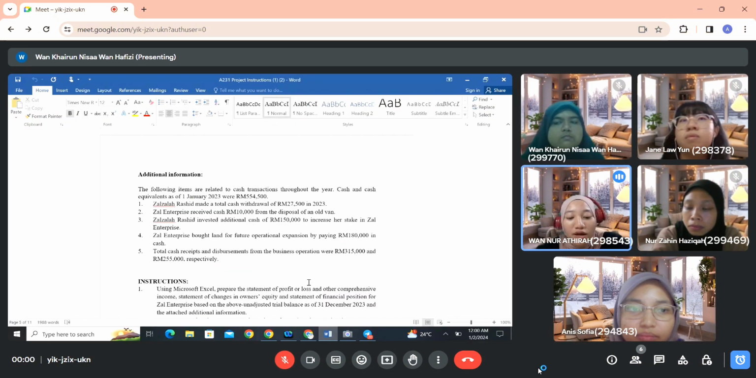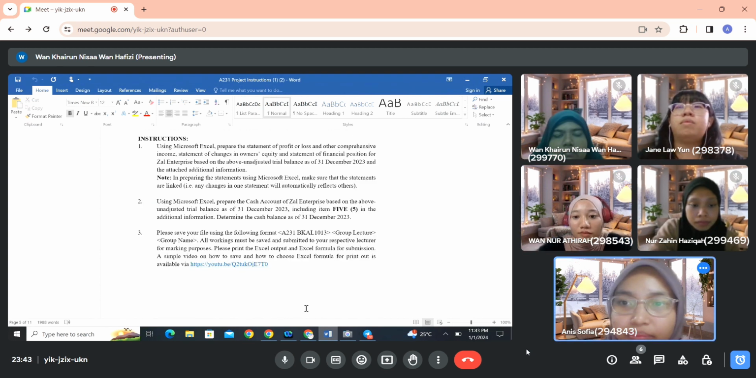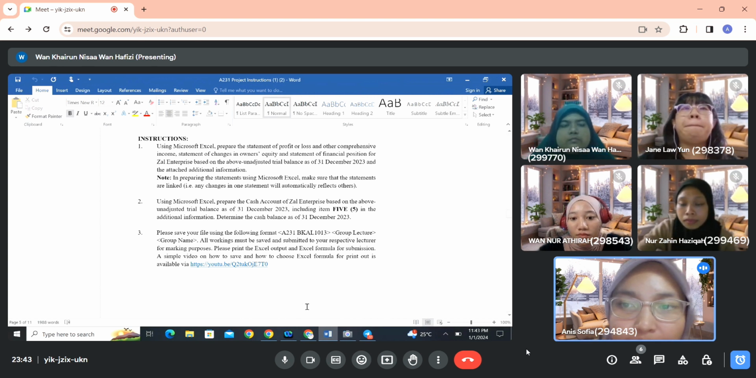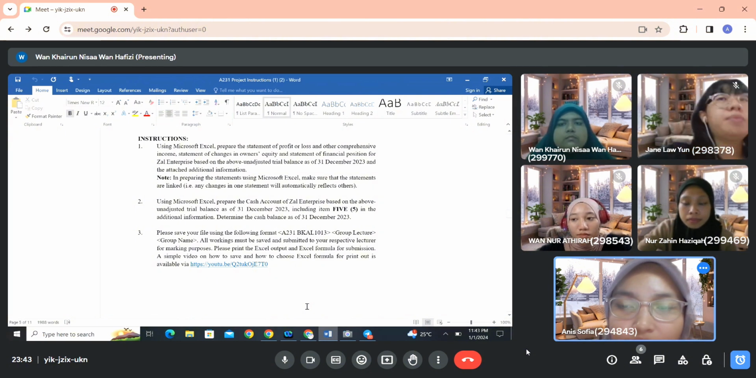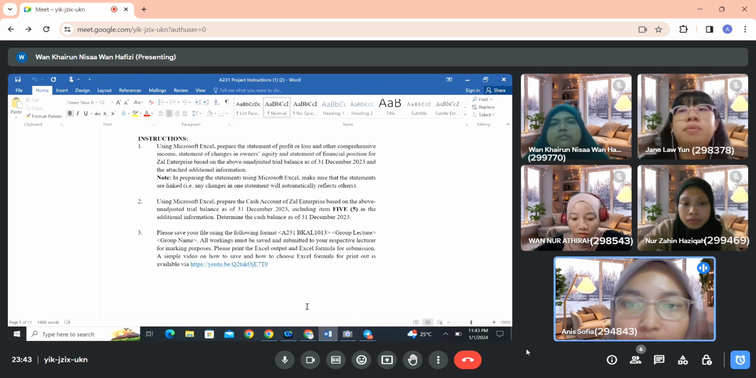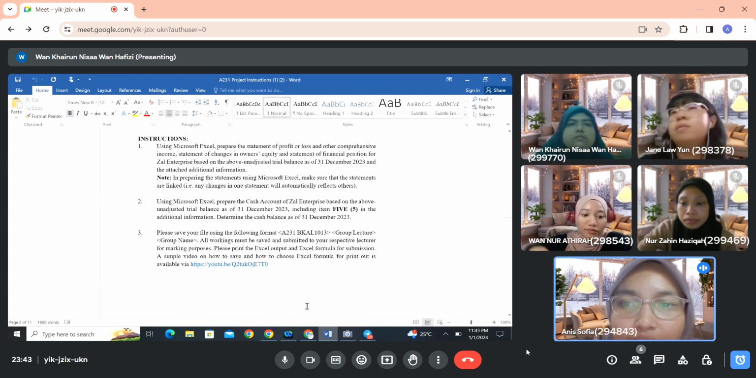Okay, now we are going to continue our discussion with part A. For part A, we need to prepare the statement of profit or loss and other comprehensive income, statement of change in owner equity, and statement of financial position for that enterprise based on the above and adjusted trial balance as of 31 December 2023 and the attached additional information.